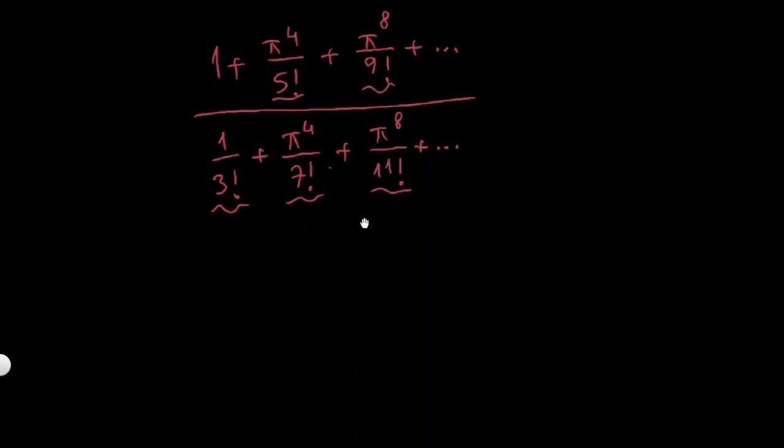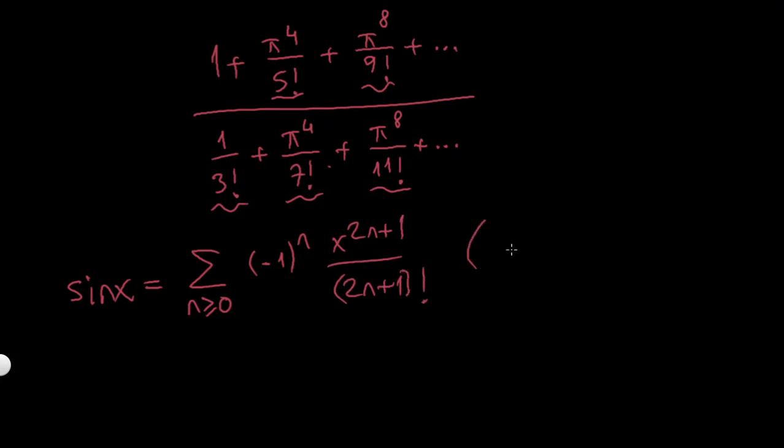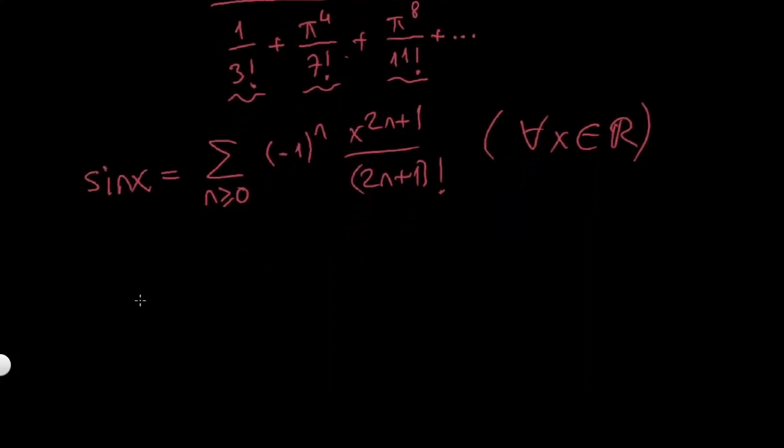So this kind of reminds me of the series representation of the sine function, because I know that this is going to be the sum for n greater or equal than 0 of minus 1 to the n, x to the 2n plus 1, over 2n plus 1 factorial. So this series converges for any x. It's even true for complex numbers, but here we don't need it. So let's write, for each real number, this is true. So here I have all powers of pi, so let's just put x equal to pi.